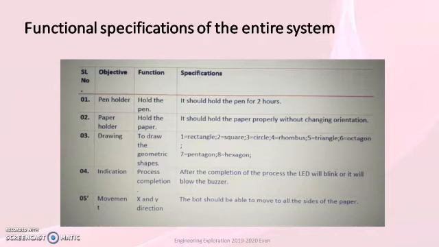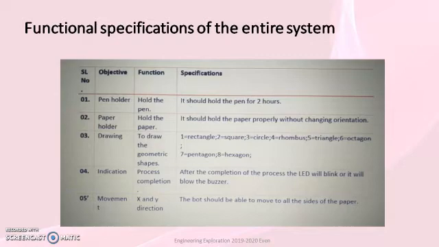Functional specification of the entire system. Hold the pen, hold the paper, draw the geometric shapes, process completion and XY direction. In hold the pen, it should hold the pen for 2 hours and it should be held firmly. Hold the paper: it should hold the paper properly without changing the orientation.